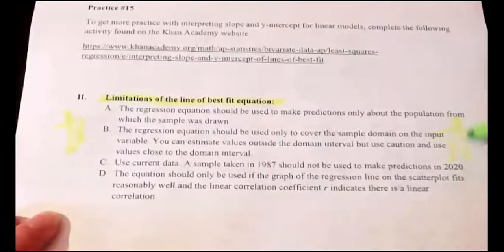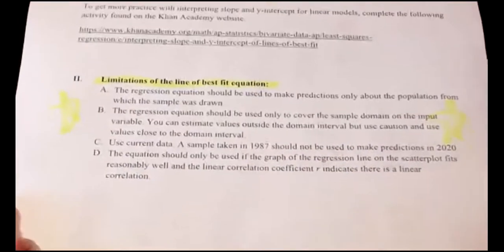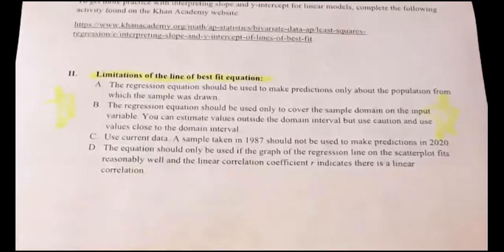This is really important. If you're ever wondering what we mean by limitations, I'm going to say page 20. The regression equation should be used to make predictions only about the population from which a sample was drawn. The regression equation should be used only to cover the sample domain on the input variable. You can estimate values outside the domain interval, but use caution and use values close to the domain interval.